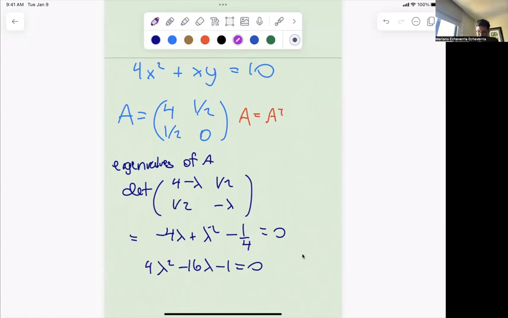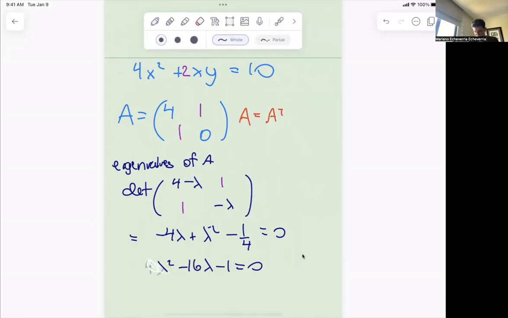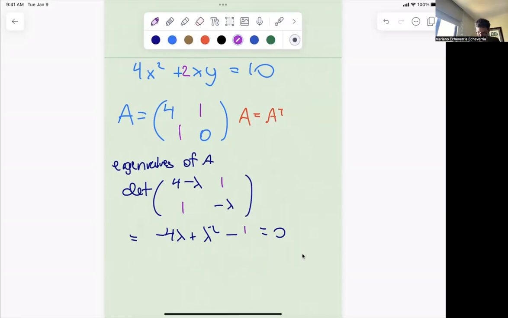The easiest fix I can make is to put a 2 here. I just don't want the eigenvalues to look too ugly, so that we don't have to work with very crazy square roots. So I just multiply this by 2, so this just gets divided. And now this looks a lot better, it's better to have a 1 here. That's lambda squared minus 4 lambda minus 1 equals 0.